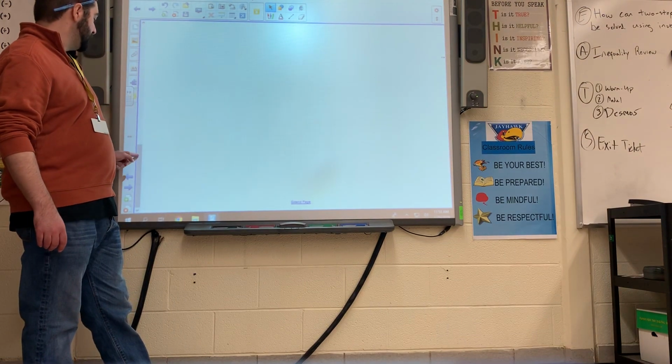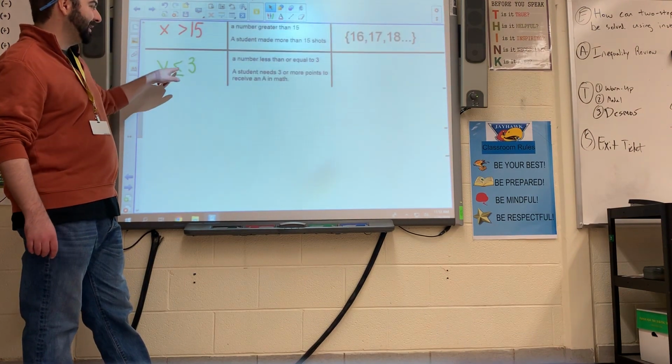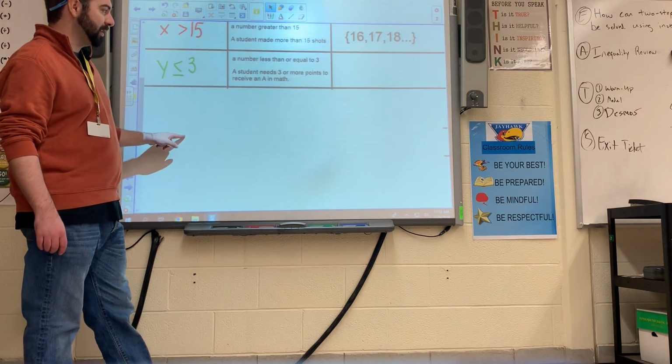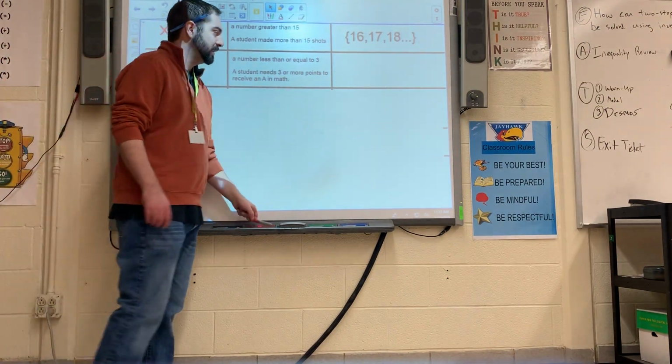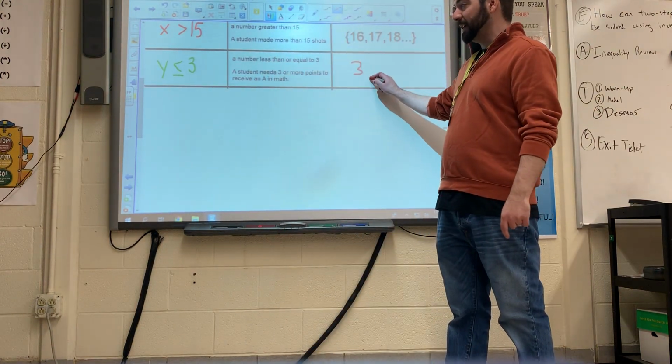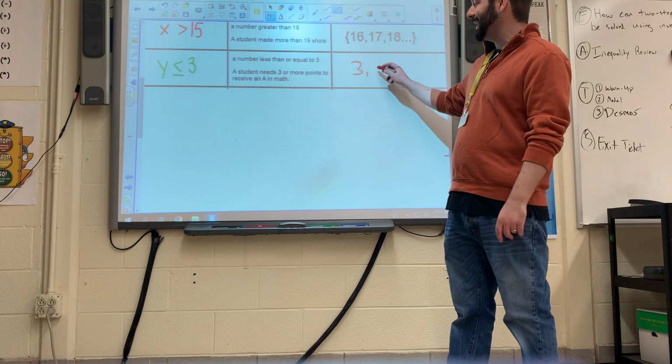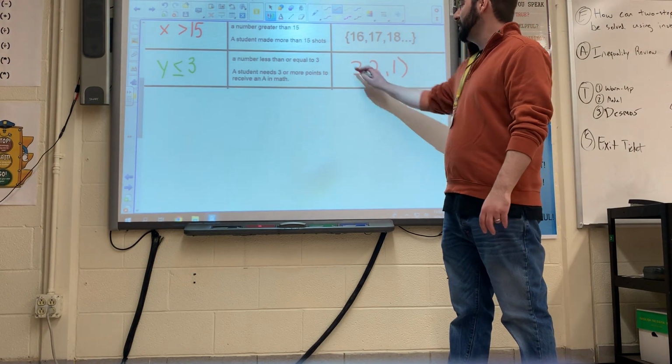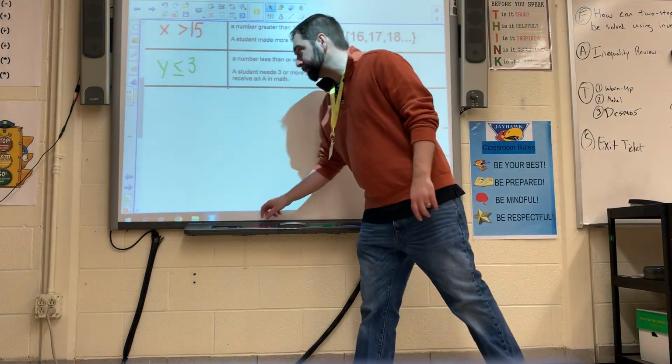Second one, I would read this as y is less than or equal to 3. A student needed 3 or more points to get an A in math. Well, 3 numbers, I know 3 is equal to 3. I'm looking for 2 more numbers that are at least less than. So 2 and 1, that would be our solution set.